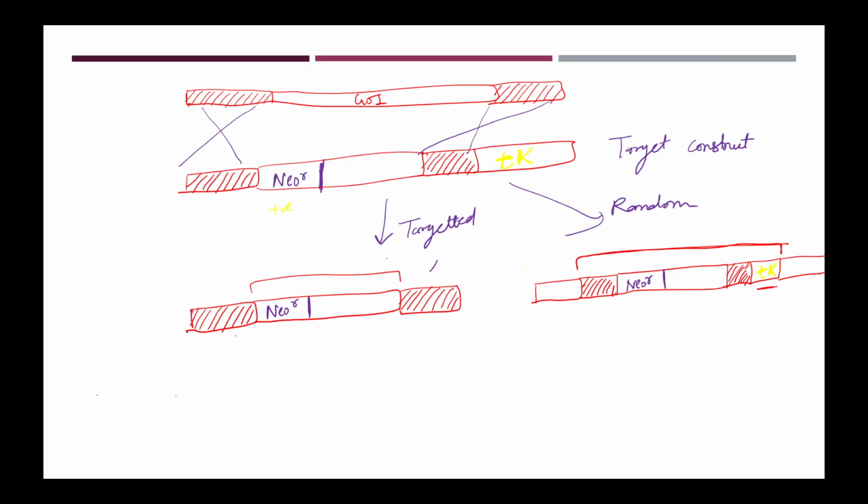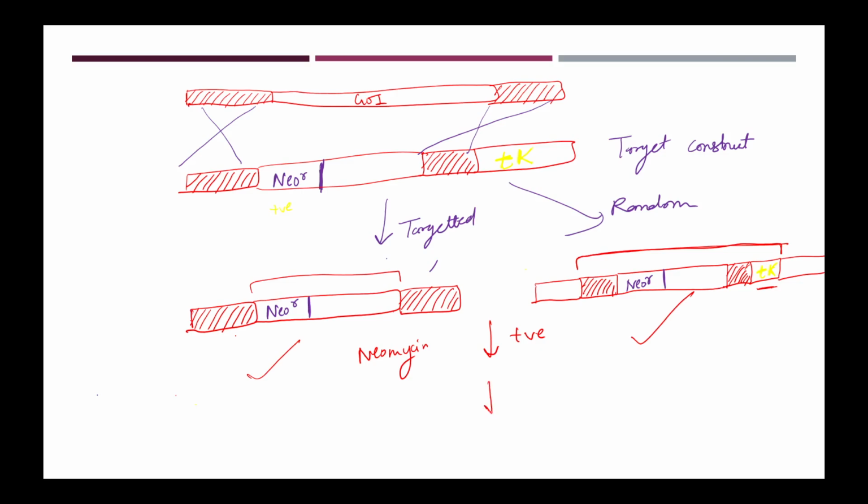So now first you employ a positive selection. In positive selection, you will provide the neomycin drug, which will select both this one and this one because both harbor the neomycin resistance gene. Only non-transformants will be separated out.